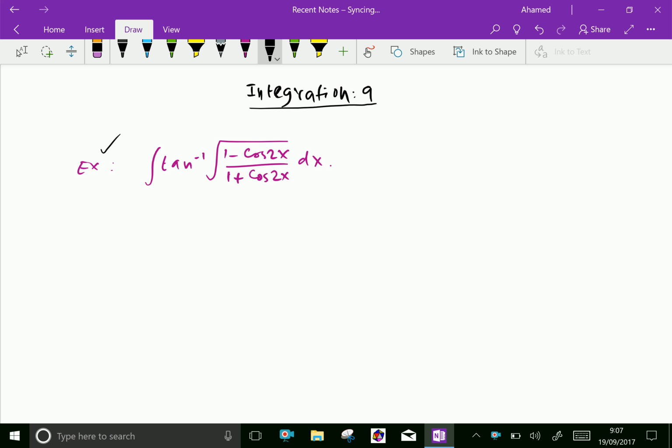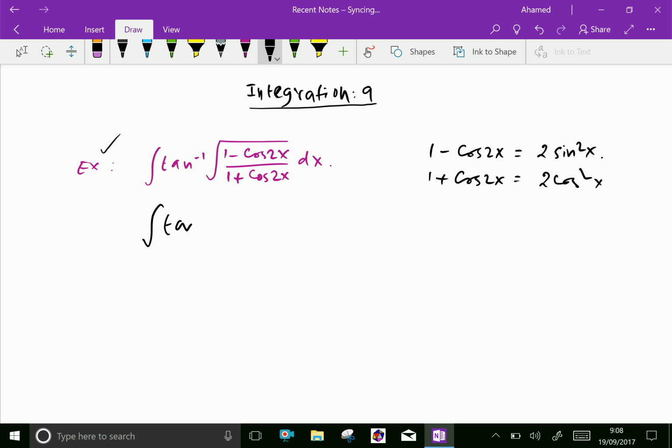Integral of tan inverse square root of (1 minus cos 2x) over (1 plus cos 2x). First, let us write the identity: 1 minus cos 2x equals 2 sine squared x, and 1 plus cos 2x equals 2 cos squared x. Let us apply this value in the integration.